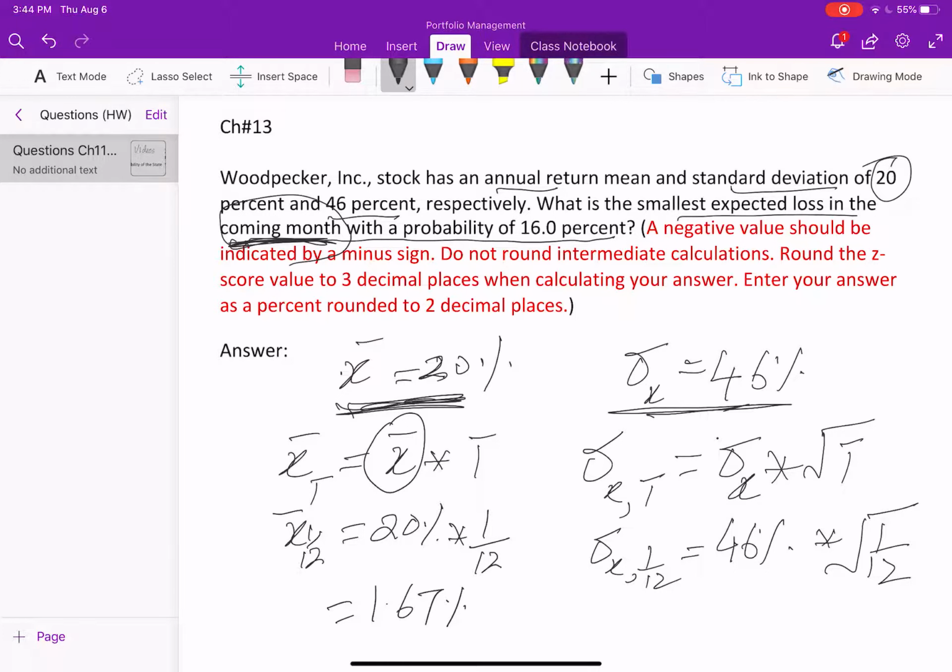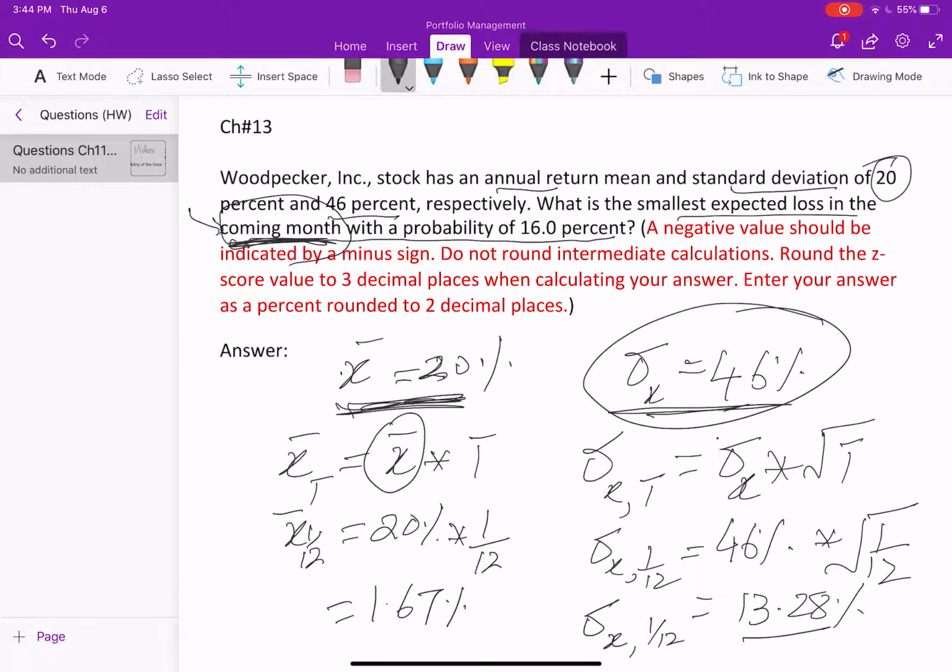and the standard deviation on a monthly basis is 13.28%. So again, we are not using the annual standard deviation. We are using the monthly standard deviation because that is what has been asked in the question. If it had been written that we want the smallest expected loss over the next 2 years, then t would be 2, and we would take the square root of 2 rather than the square root of 1 by 12. So if you solve with the existing data, this is what I got.